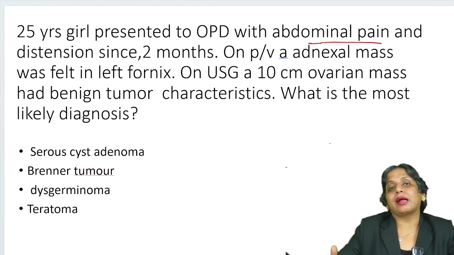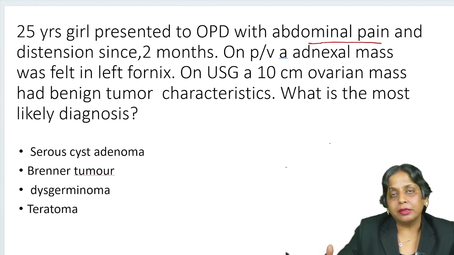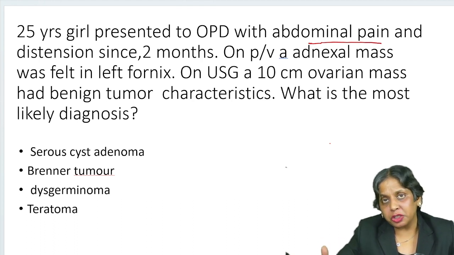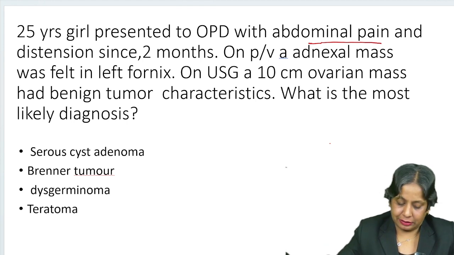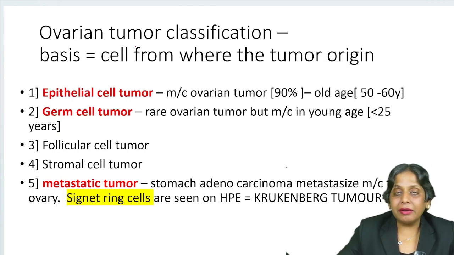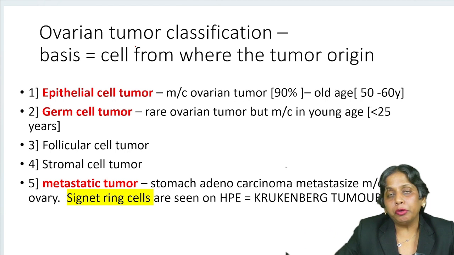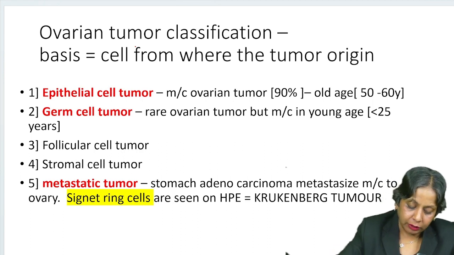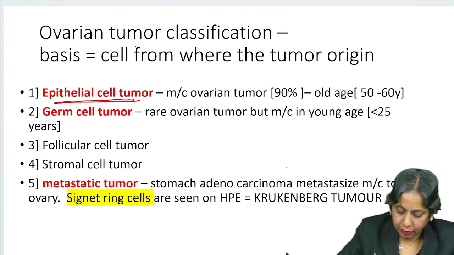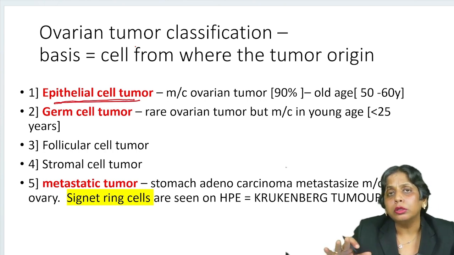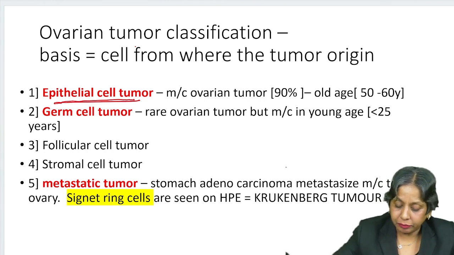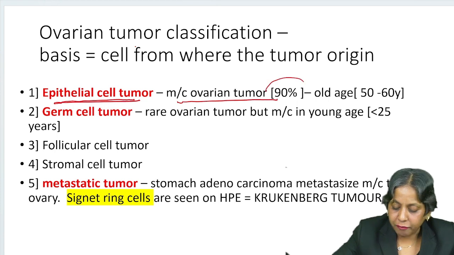So basically they are asking us which ovarian tumor is common in which age group, and the ovarian classification. So let's study. We divide the ovarian tumor into 5 different types on the basis of where the ovarian tumor has originated. Number 1 is epithelial cell tumor. These are the most common of all the ovarian tumors. In fact, they are 90%.